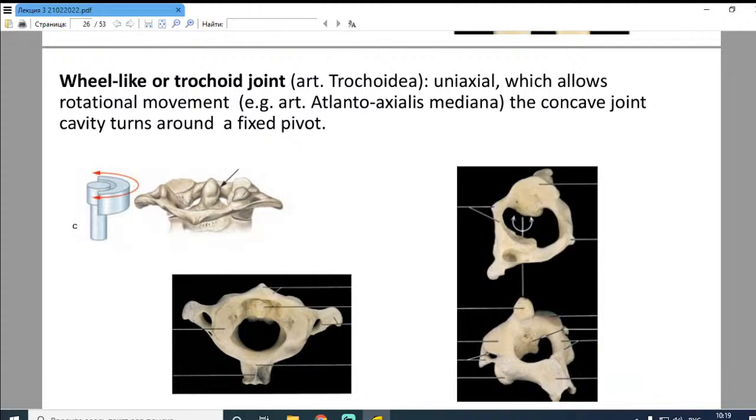For example, articulatio atlantoaxialis mediana. What do you see? Two: atlas and axis, vertebrae of the cervical section of the vertebral column.